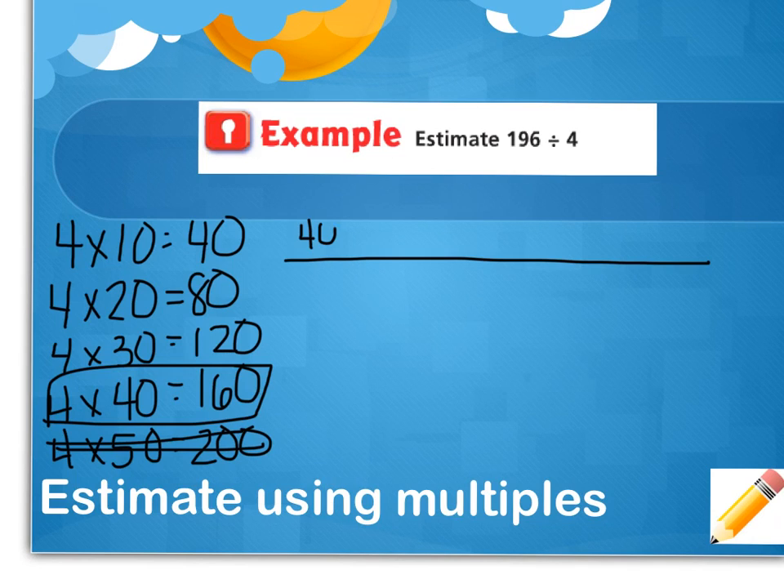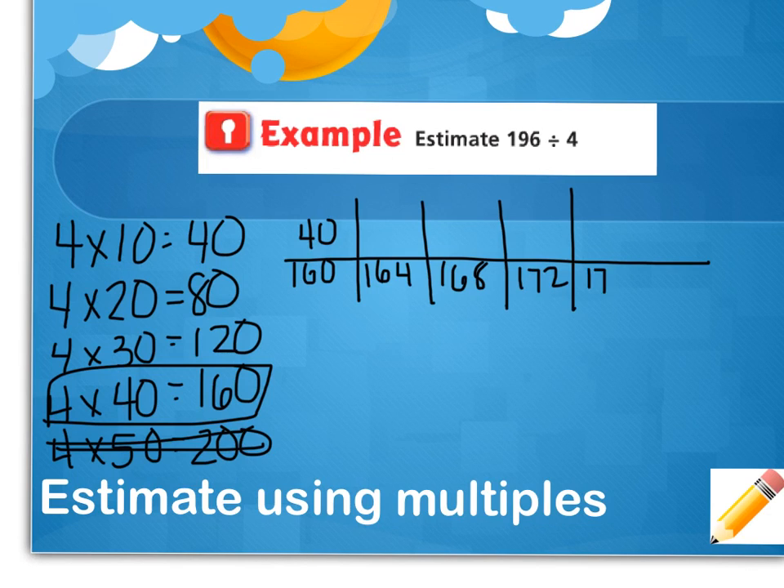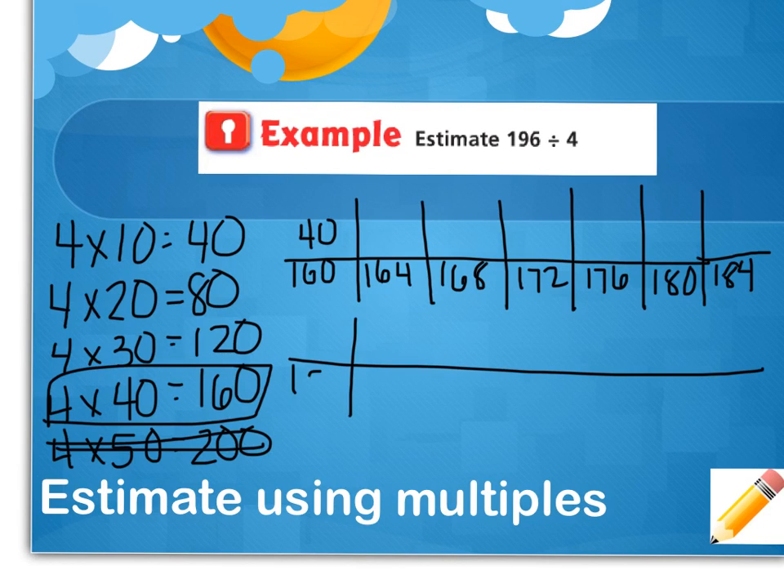4 times 40 is 160. Counting by 4s, I go 164, 168, 172, 176, 180, 184, 188, 192, 196. I've actually landed on 196.